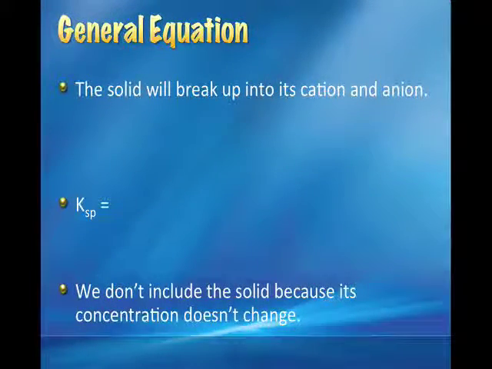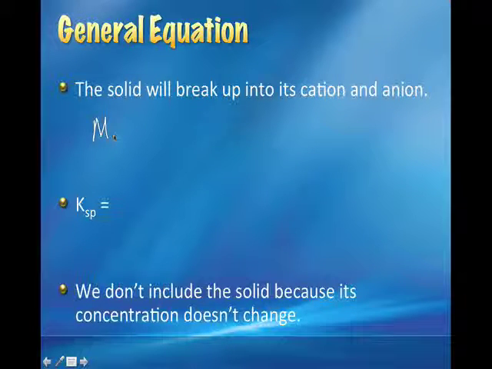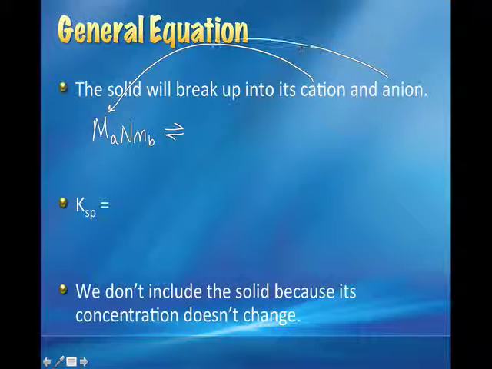When we're writing these equations for the dissolving of solids, we want to take the solid and break it up into its cation and its anion. So the general equation that we use is we have our solid. We'll call it our metal and our nonmetal. And then my A and my B are the subscripts. When we write this out, your metal is going to be the cation, the anion is going to be the nonmetal. I guess I should probably put an S in there as well.